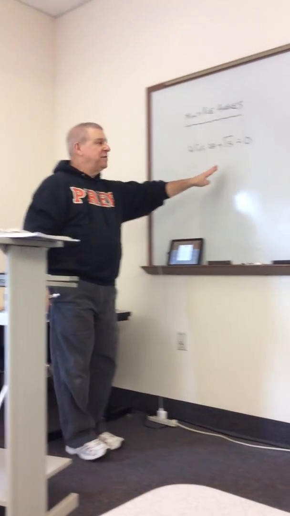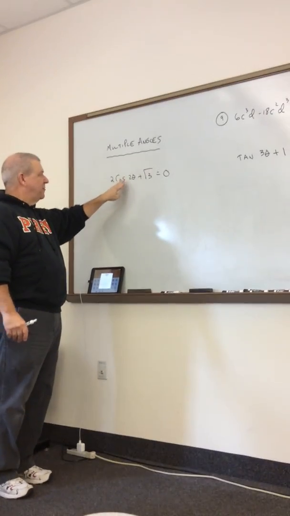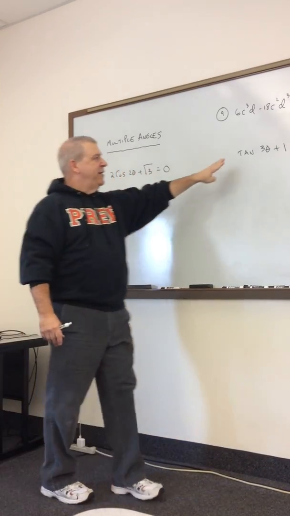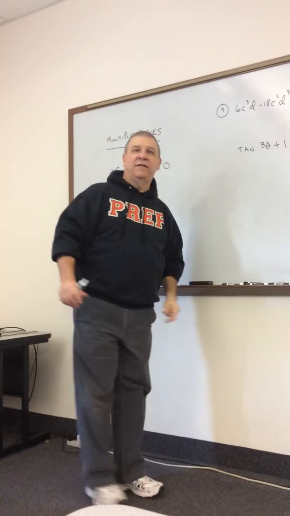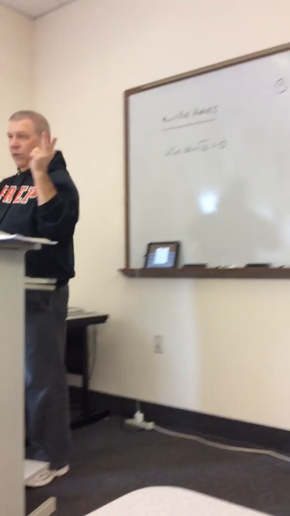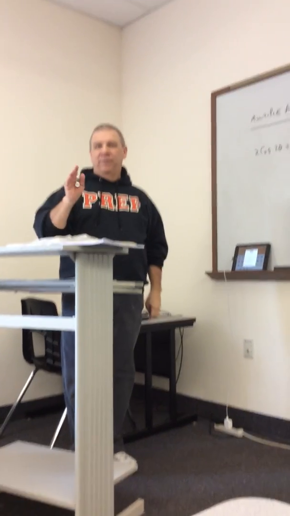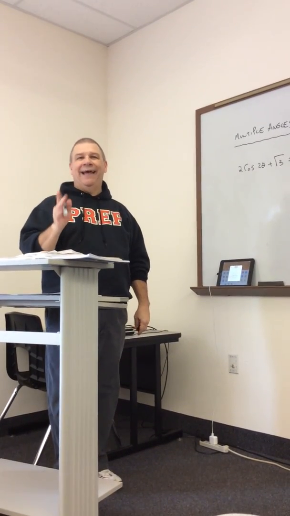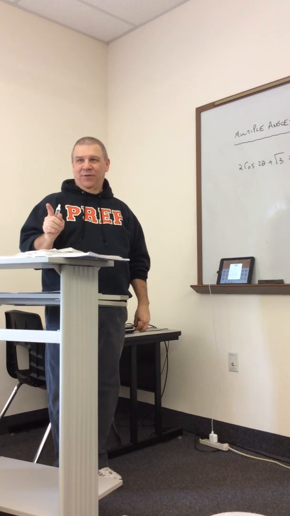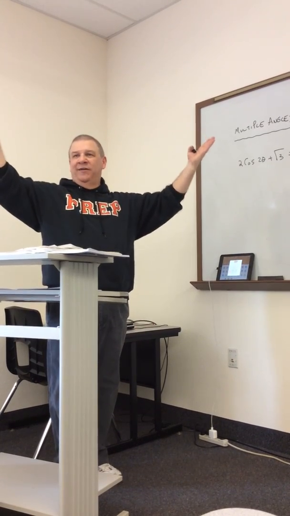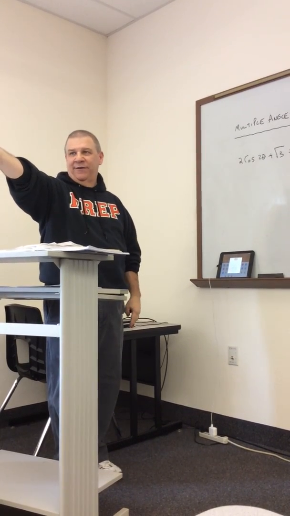Multiple angles means, look, here's this cosine of some 2 theta. Here's the tan of some 3 theta. You could have something of 4 theta. All I'm going to do is when it's 2 theta or 3 theta, multiple angles.